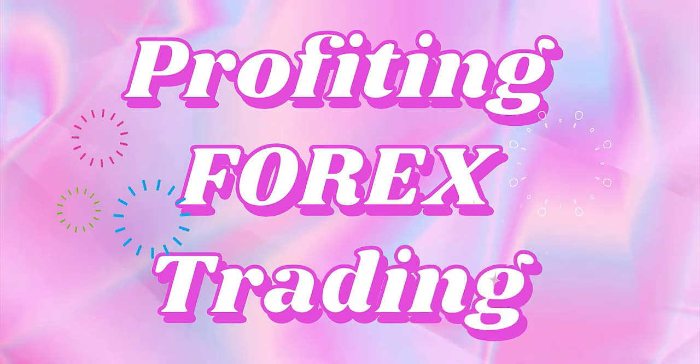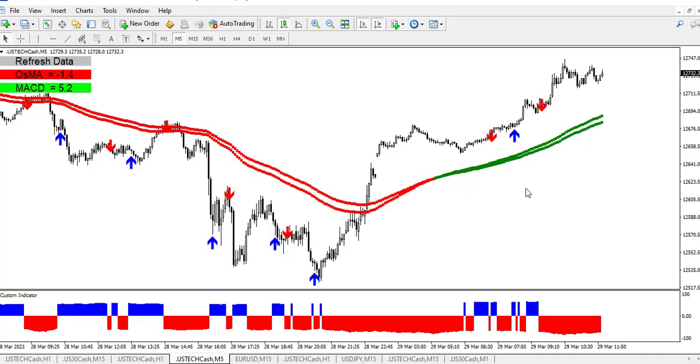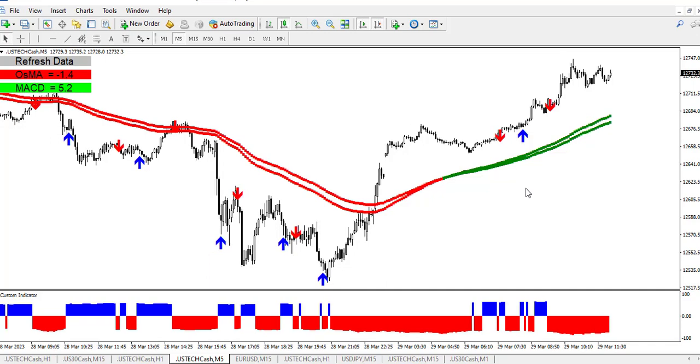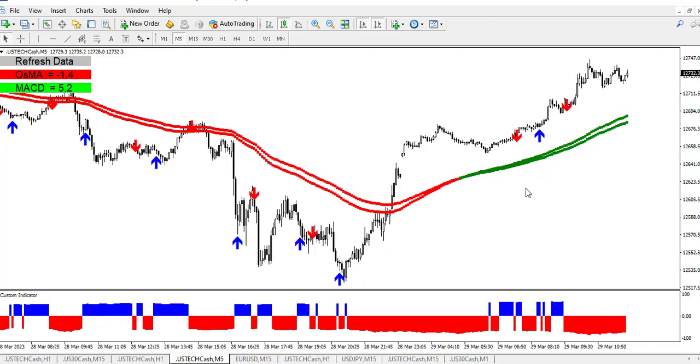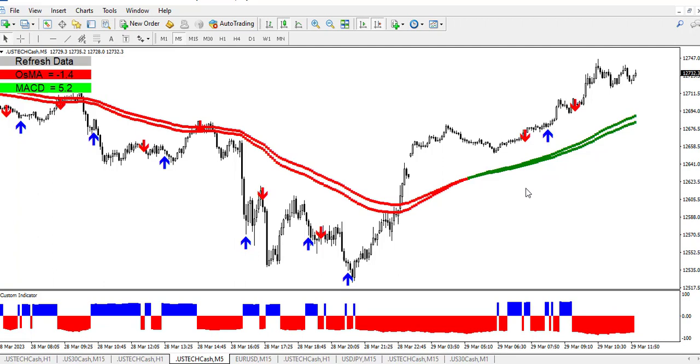Welcome to Profiting Forex Trading Strategy. I would like to show you how to use this winning forex tool that I've combined together. I have these two indicators on my chart. Before I show you the settings for each of the indicators, let me show you how to use this MetaTrader 4 winning trading strategy.